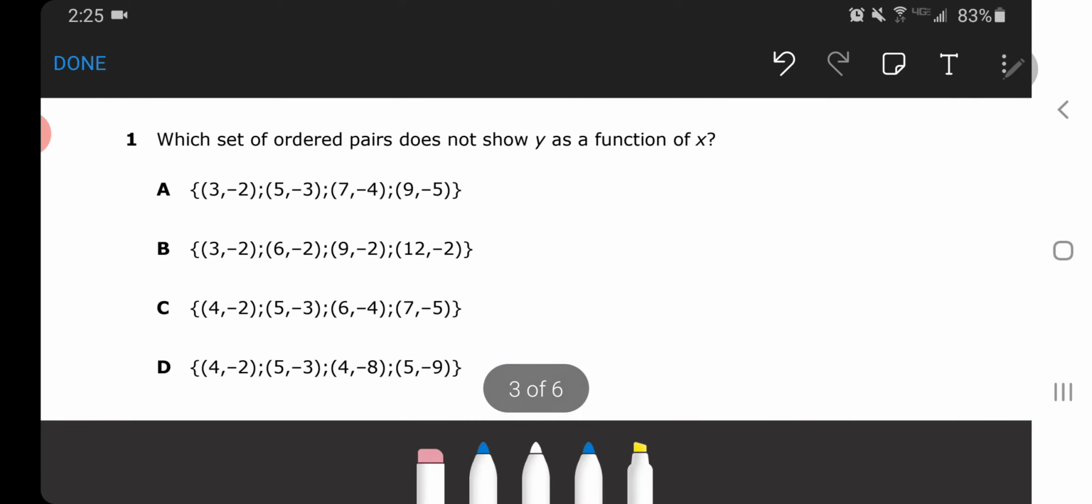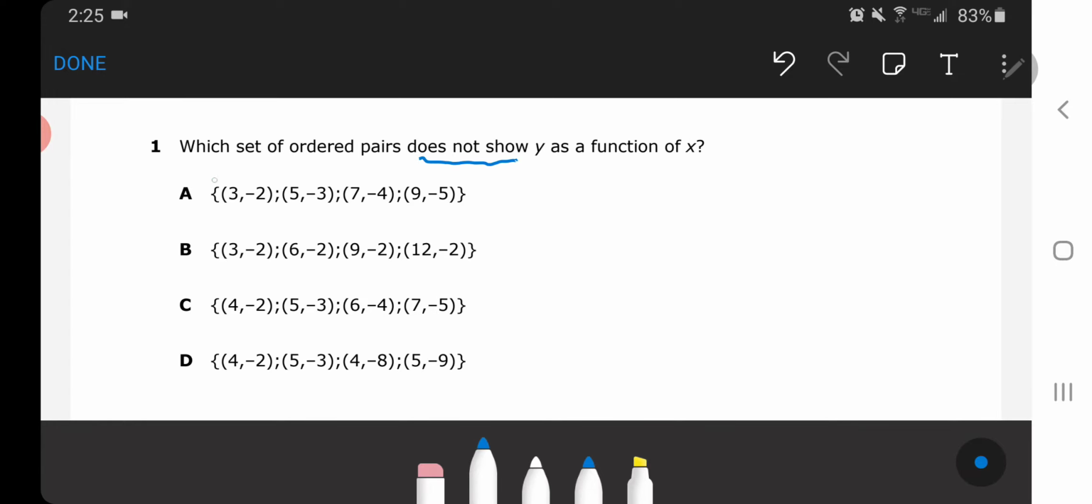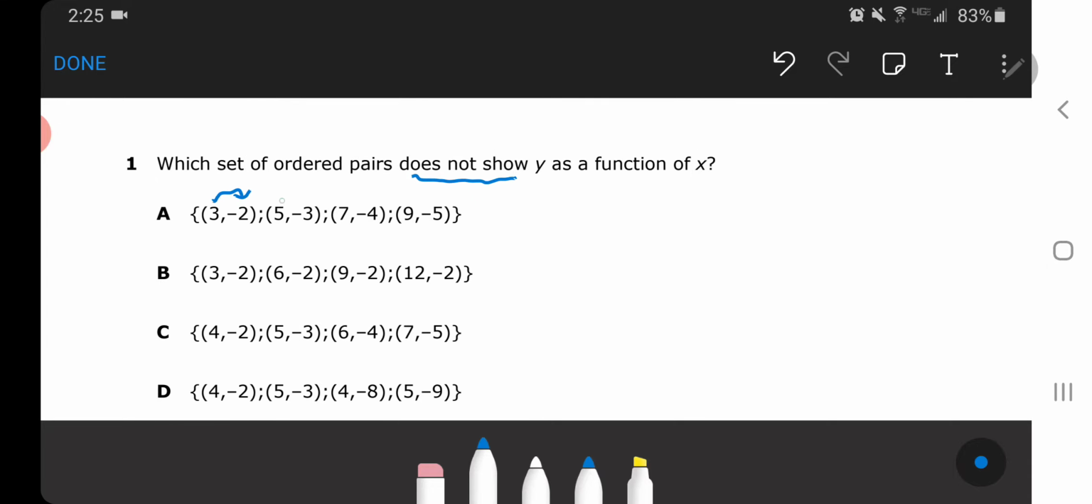Alright, let's look at some problems here. It says, which set of ordered pairs does not show y as a function of x? So once again, let's look at our domain members. We've got 3 goes to -2, that's good. 5 goes to -3. 7 goes to -4. 9 goes to -5. Once again, our x values don't even repeat, so this one is a function. And we're looking for the one that's not a function.